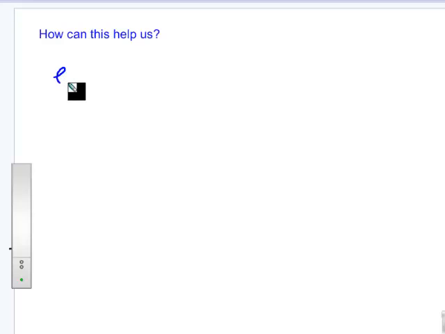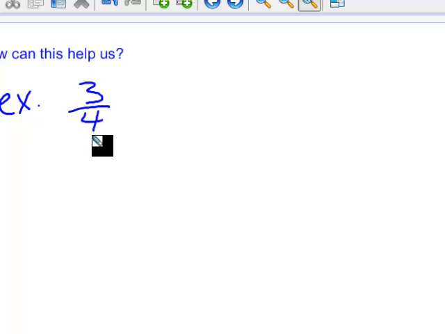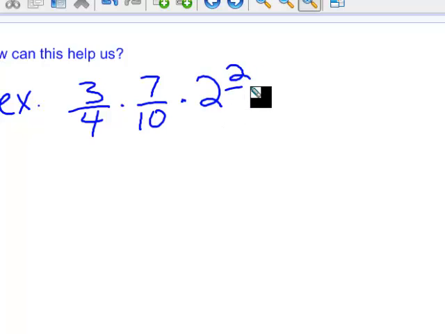Alright, let's try one with, yes, you love them, fractions. 3/4 times 7/10 times 2 2/9. Well, it's all multiplication, so you know the associative and the commutative properties will work. The very first thing I'm going to do is see that mixed number, and I know when I multiply fractions, that mixed number has to be turned into an improper fraction. We know how to do that. We learned that back in 6th grade probably.